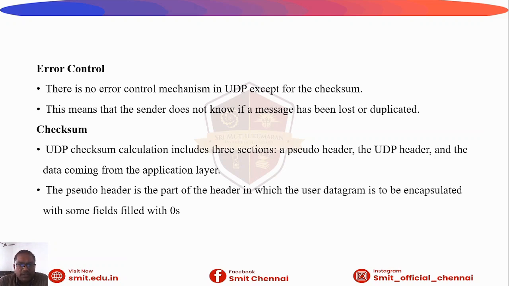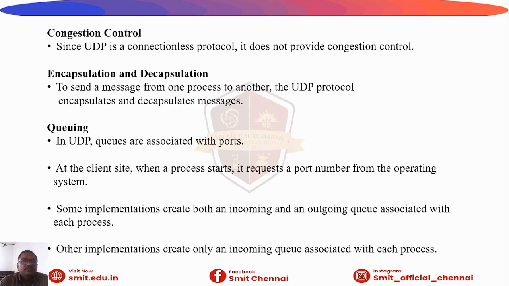Next one is the checksum. The checksum calculation includes 3 sections, that is the pseudo header, the UDP header and the data which is coming from the application layer. The pseudo header is a part of the header used for the process of encapsulation of the user datagram, and some fields are filled with zeros.